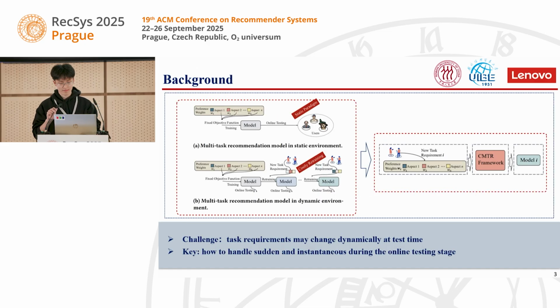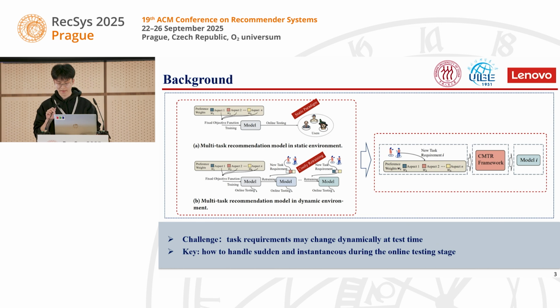Please take a look at this slide. On the top, we see the traditional approach, which we call the static paradigm. We train a model with a fixed objective, like 70% accuracy or 30% diversity. Once deployed, it sticks to that goal.